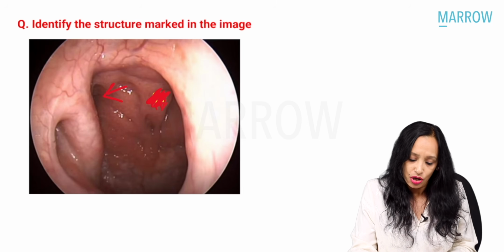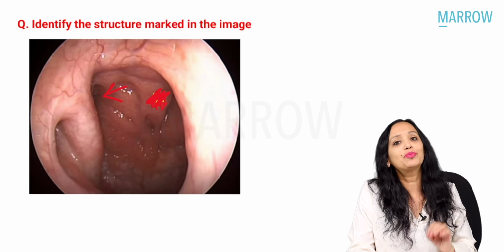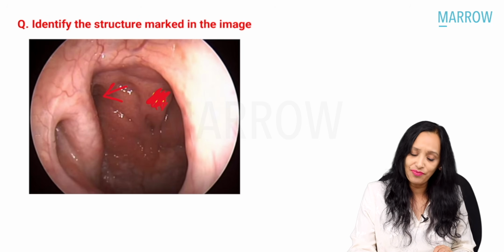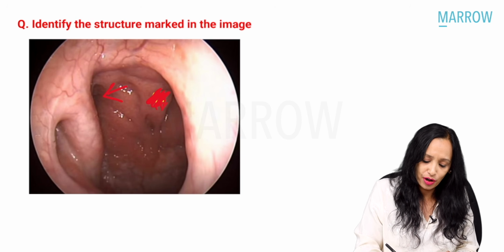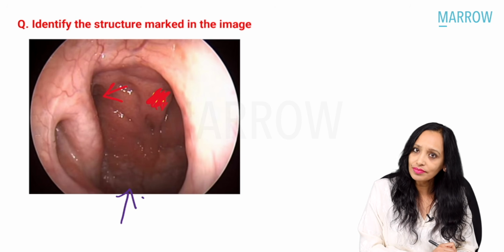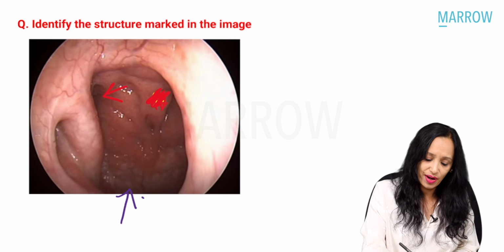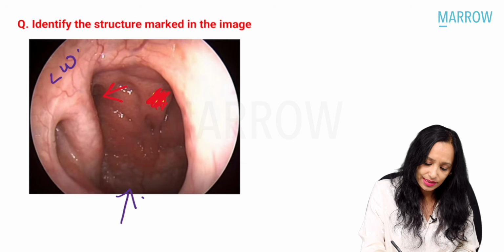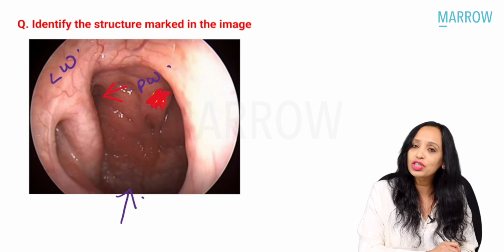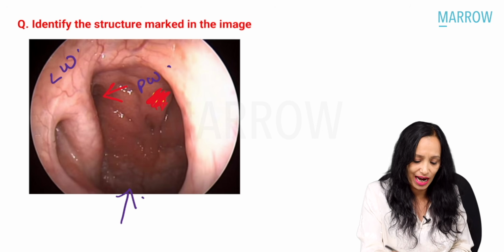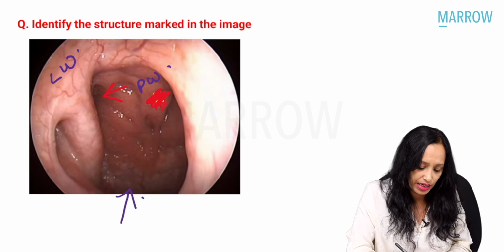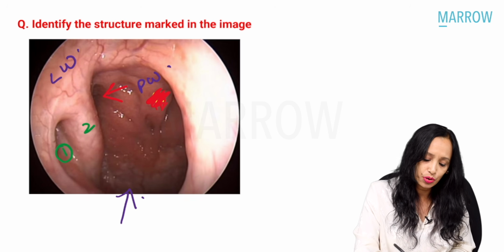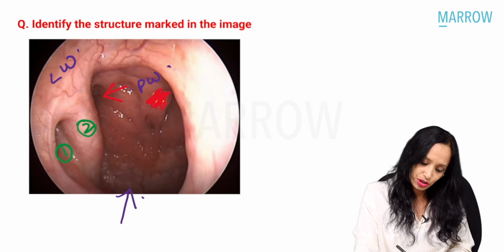Okay. So, now this was again a spot diagnosis, recently asked. What are you seeing here? We are seeing, through one of the nostrils, the nasopharynx, where this is the lateral wall and this is the posterior wall. So, what are the structures in the lateral wall of the nasopharynx that we see? I will mark 1, 2, 3, 4. You tell me what you are seeing. So, what is 1? Very good, eustachian tube. 2 is torus tubarius.